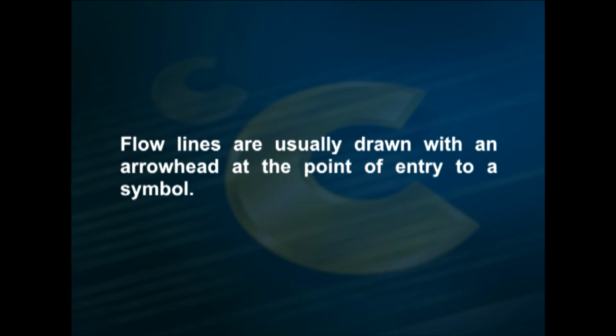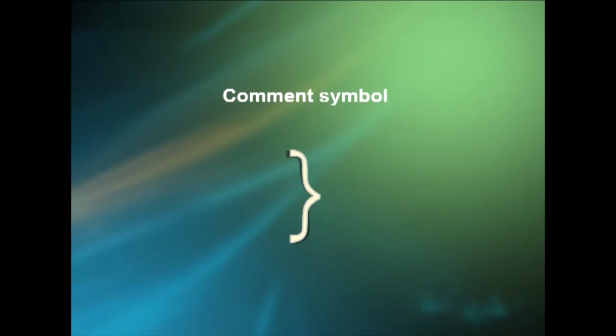However, as a good practice and in order to avoid confusion, flow lines are usually drawn with an arrowhead at the point of entry to a symbol. Good practice also dictates that flow lines should not cross each other and that such intersections should be avoided whenever possible. The comment symbol, also called the note symbol, is used to add an explanation or a comment connected by a dashed line to the relevant section of the flowchart.